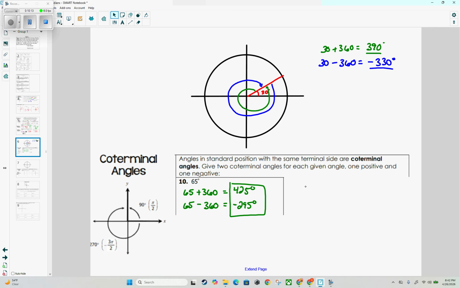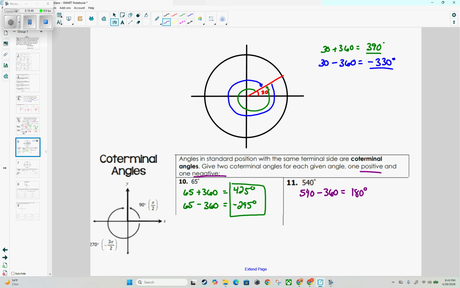All right, let's have you try number 11. Again, pause the video, find both a positive and a negative coterminal angle to 540. All right, welcome back. So 540 is kind of a little trickier. It was already in the forward motion, so I would subtract 360 from this to get back to the original one because it's already gone past 360. And that would have given me 180 degrees. So there's one positive version of it.